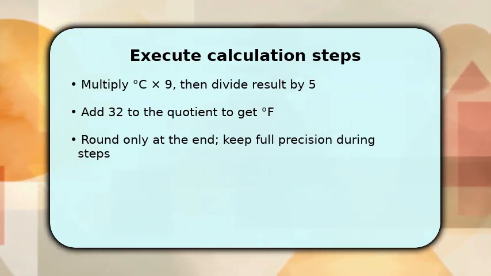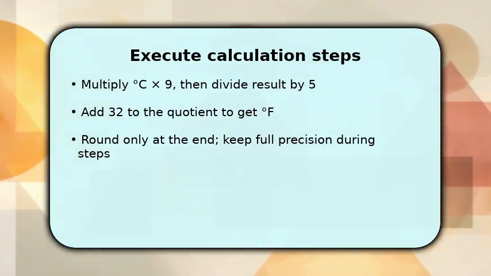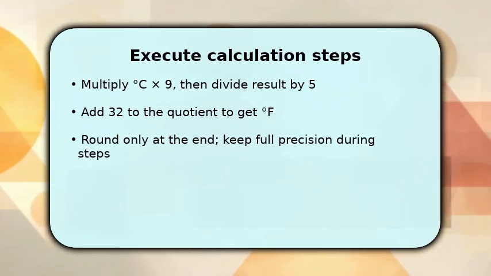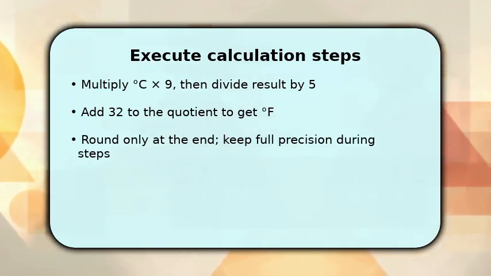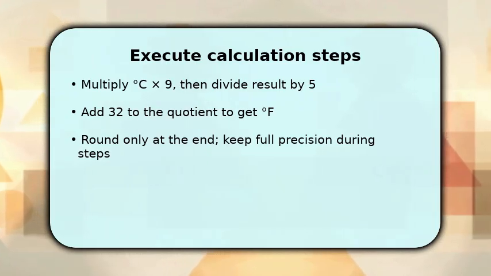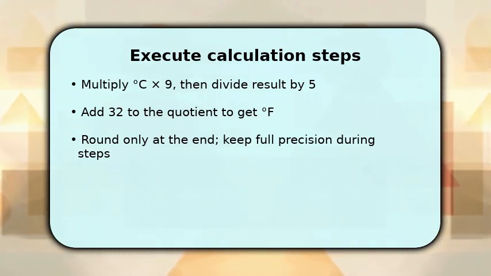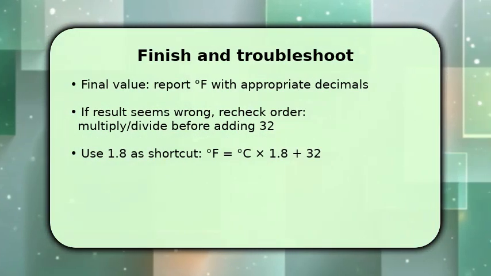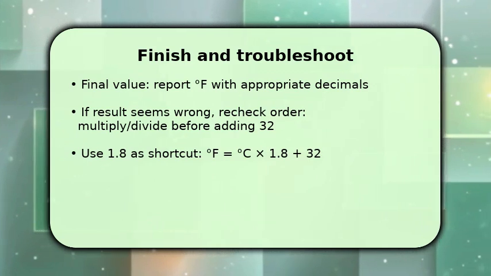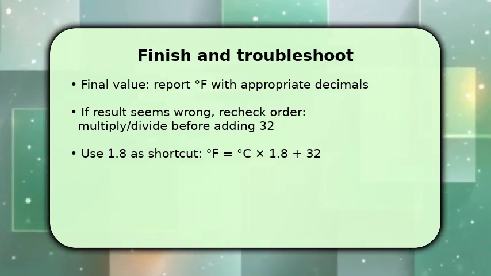If you're using mental math, simplify fractions like 9/5 equals 1.8. But if precision matters, avoid rounding until the final step. This prevents small errors from compounding. Finish by formatting your Fahrenheit value with the needed decimals and units, for example 74.3 degrees F.